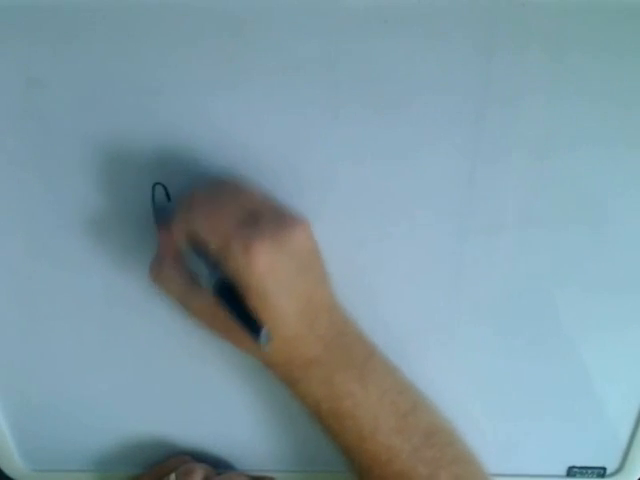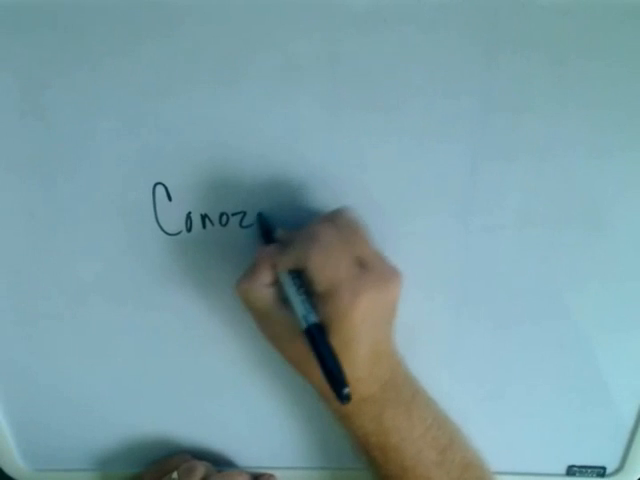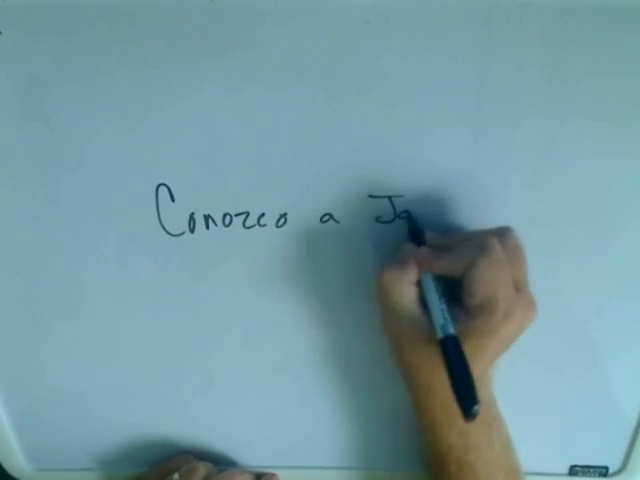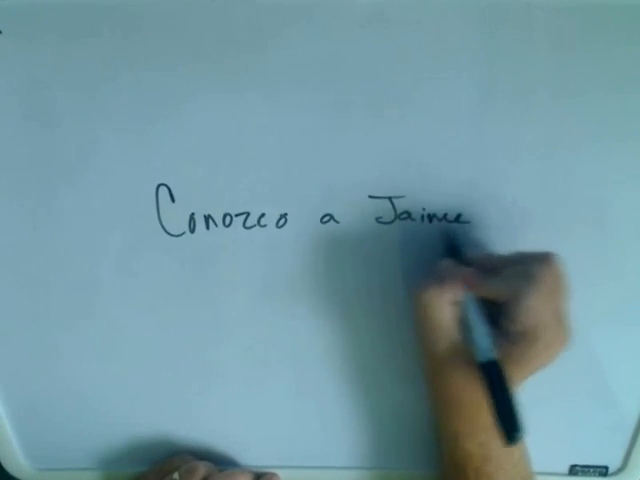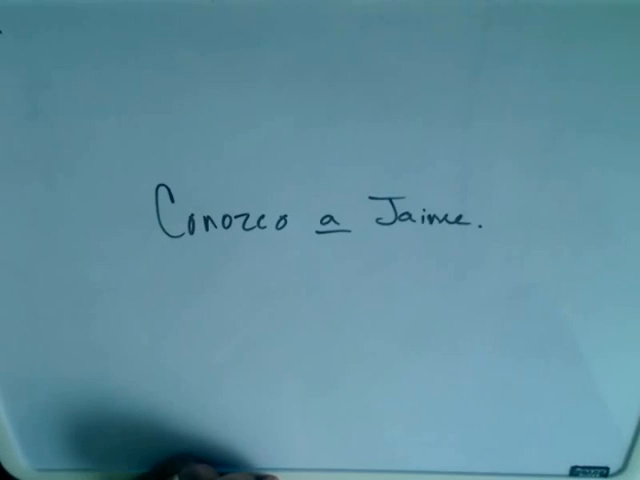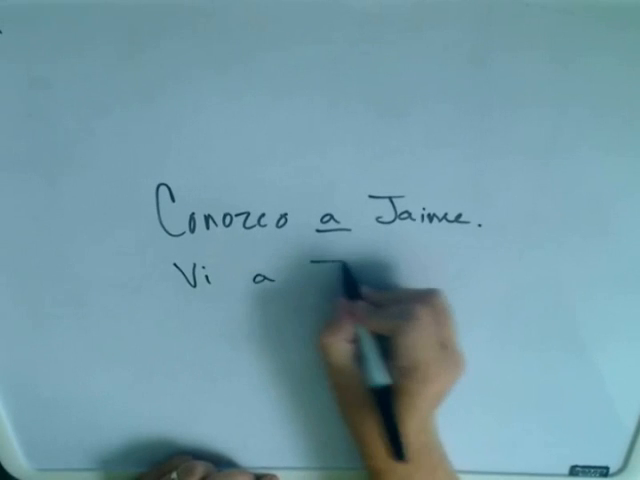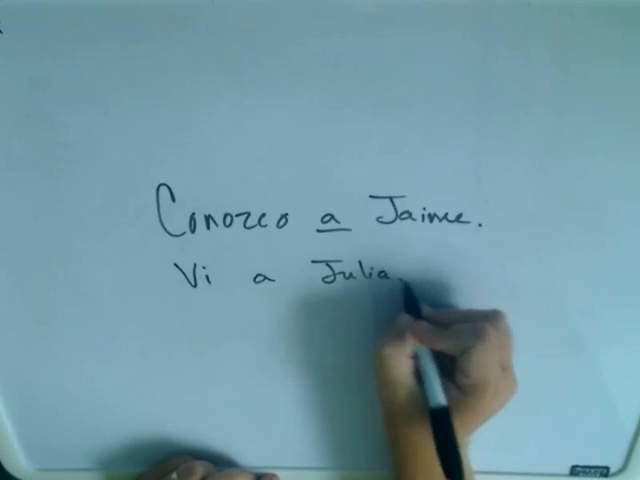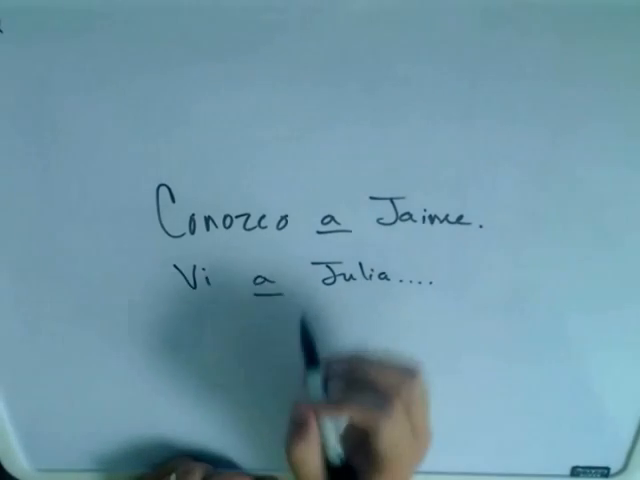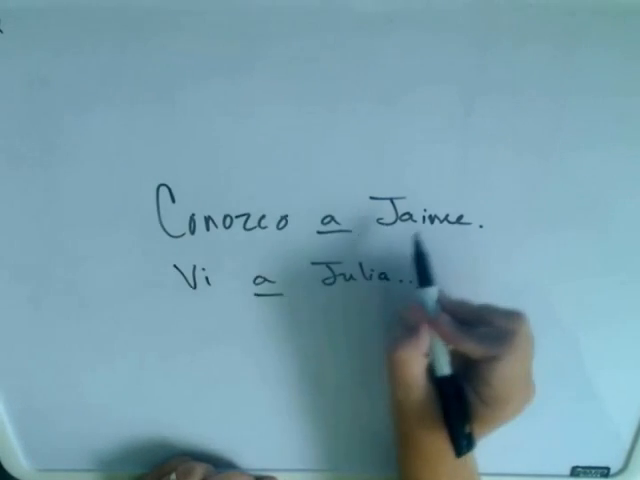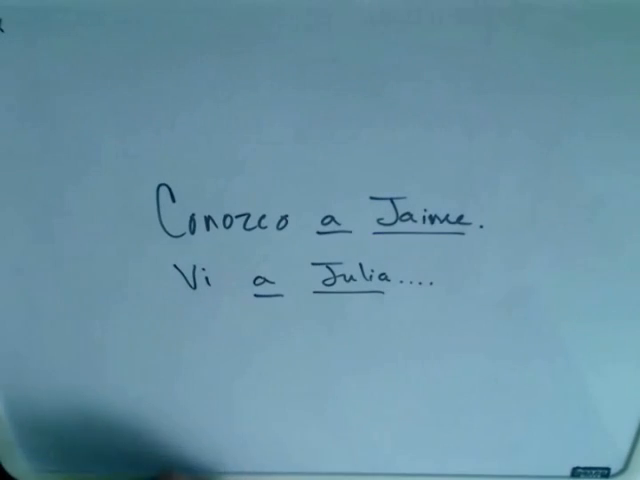So again, the general rule is if your verb introduces a direct object that's a specific person, you need to have the a personal. Conozco a Jaime, I saw Julia, vi a Julia, etc. Okay? We have our subject, verb, our direct objects that are specific, albeit fictional people.